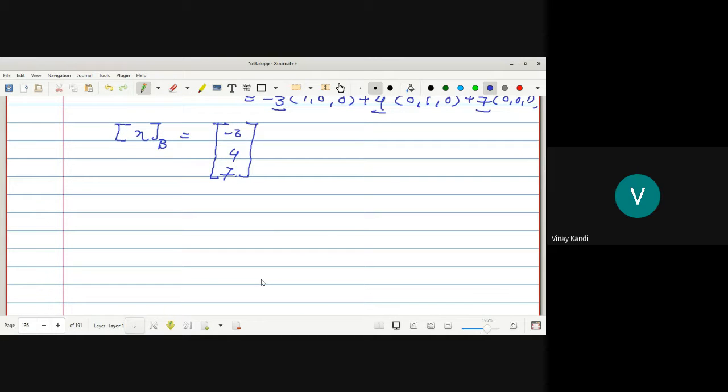Now we come towards our main topic, matrix of a linear transformation. Write down here: matrix of a linear transformation. And this topic we will see in the next lecture.